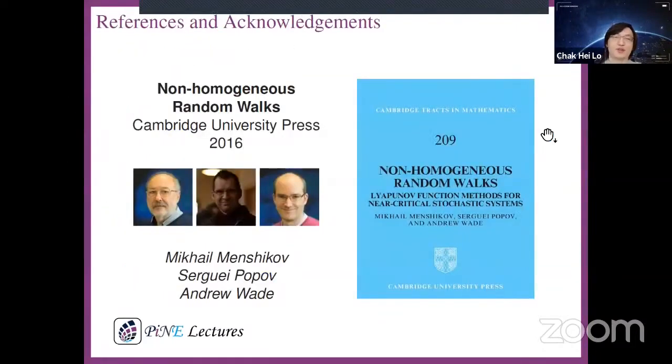Right, so first of all, I want to talk a bit about the material used in this lecture. Most of the knowledge and most of the theorems are actually from this book. This is a very good book, Non-homogeneous Random Walks. It mainly focuses on this method, the semi-martingale method, which in the literature is sometimes also called the Lyapunov function method. And here are the 3 authors. You just saw Andrew, and I think Mikhail is also in the audience.